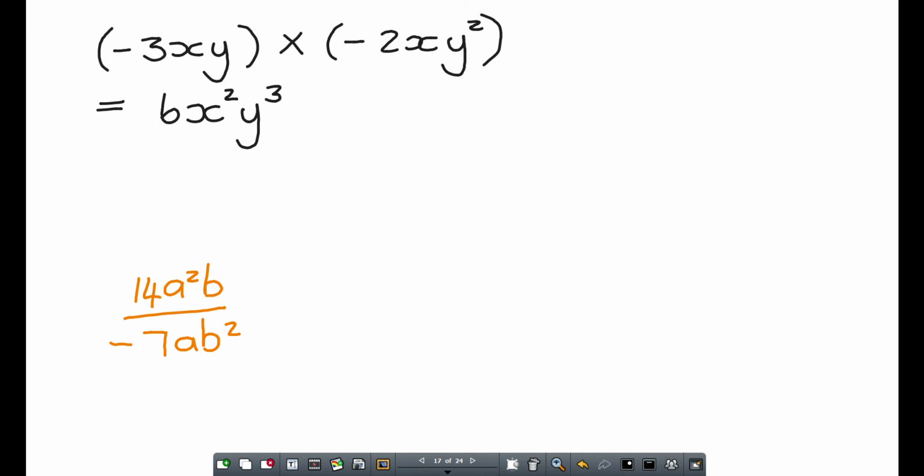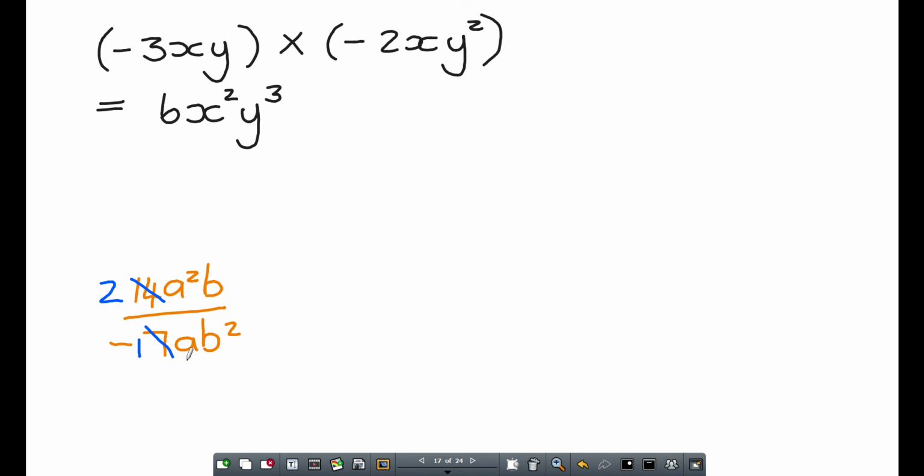Just one term. So that means that I am allowed to cancel out. Okay, so let's do that. 7 will go into itself once. 7 will go into 14 twice. Okay, now, can you see at the top I've got a squared, and at the bottom I just have a.